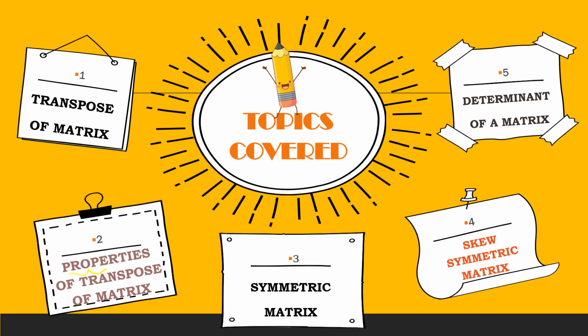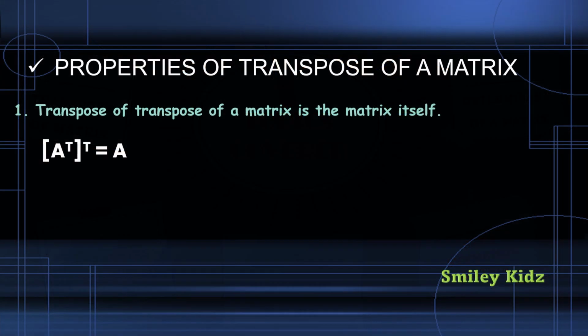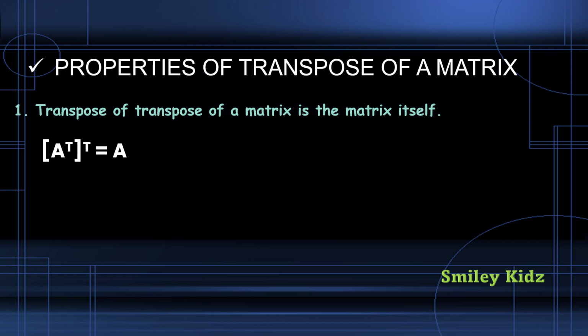Moving forward, we have its properties. Let's deal with it. Now we have four properties of the transpose of a matrix. Firstly, it says the transpose of the transpose of a matrix is the matrix itself. I know it seems to be very confusing.